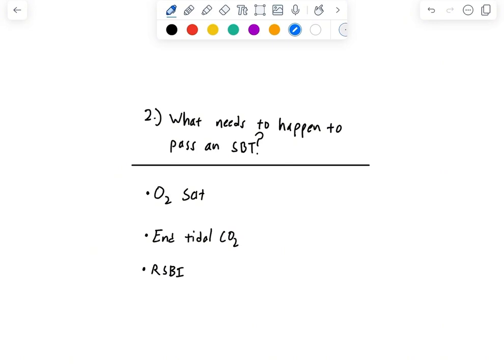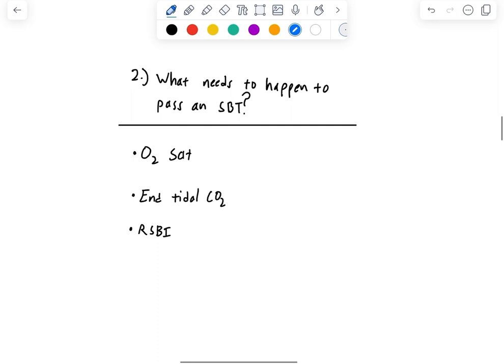So what needs to happen to pass an SBT? Again, an SBT generally takes around 30 minutes and it's performed by respiratory therapy. And what they're just going to see is if a patient is able to breathe on their own, if they decrease ventilator support. Okay, and here's some of the criteria that a patient will need to demonstrate in order to pass. All right, so step one, you need an O2 sat greater than 88% without increasing the FiO2 over 50%. So let me say that again, O2 sat greater than 88% without an FiO2 greater than 50%.